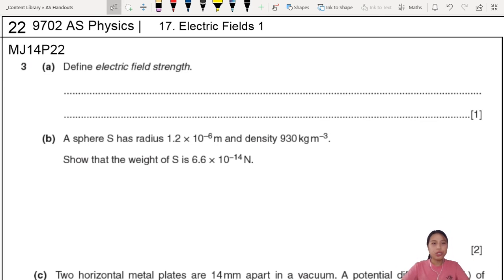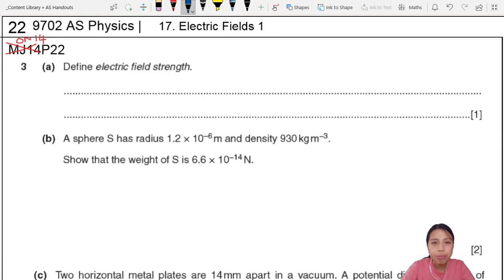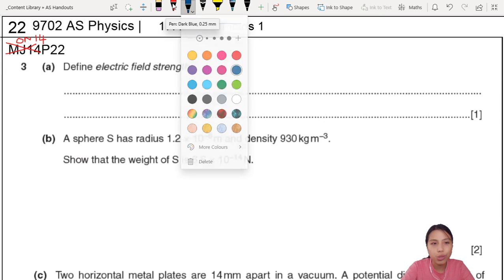Okay, here's page 22. By the way, there's a typo. This is not MJ14 P22. This one on page 22 is supposed to be ON14. So let your friends know if they are doing it and they can't find the answer in the mark scheme. Just let them know there's a typo to fix. Okay, so let's take a look at page 22.